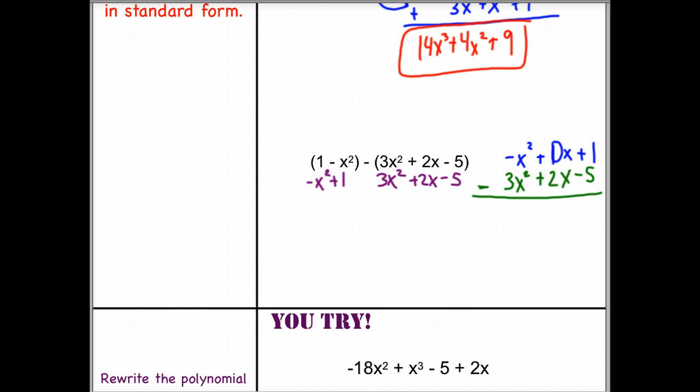So now we're going to go through and subtract. We have negative x squared minus 3x squared, which will get us negative 4x squared. And then we have 0x minus 2x, so minus 2x. And then we have 1 minus a negative 5, which is actually 1 plus 5, so we are adding 6. So this is our final answer here.